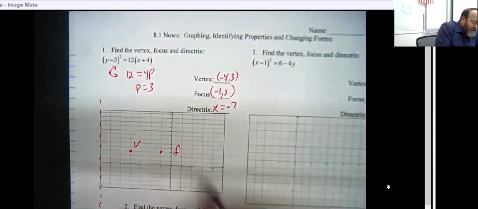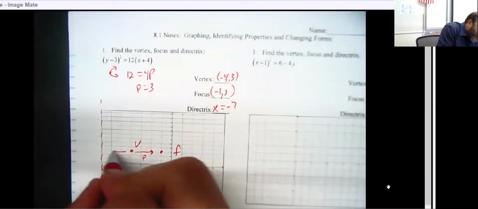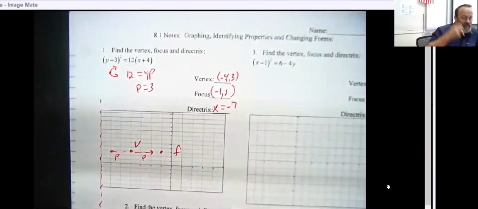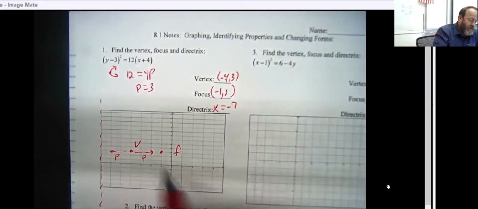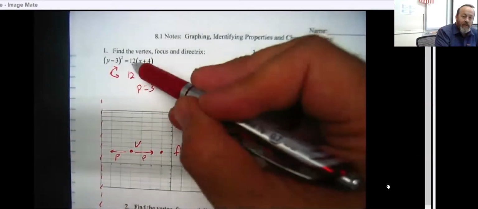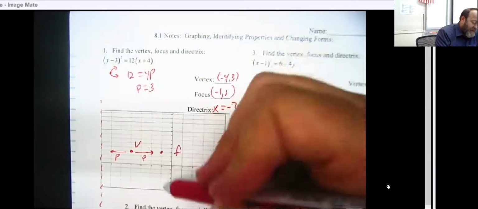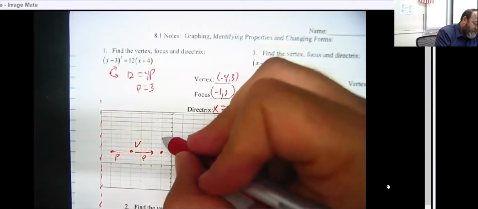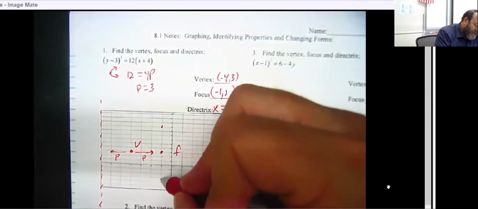Now, this distance, again, was P, which in this case was 3, and then we go that way P as well. Now, this is a little strange. This is called the focal width, or focal length. The focal width, as it turns out, is the number 12, that thing right there. And we're going to do half of that length up and half of that length down. 1, 2, 3, 4, 5, 6. 1, 2, 3, 4, 5, 6.